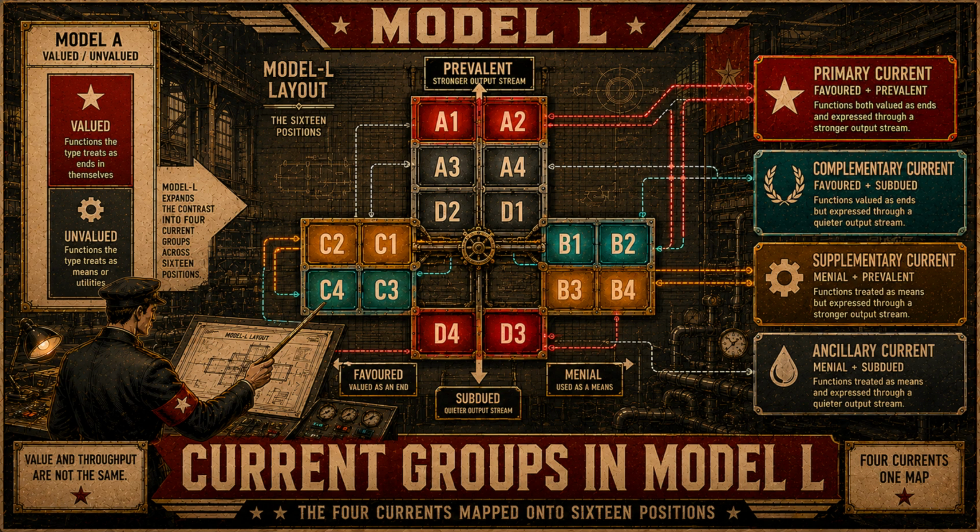Notice that these groups are not simply one arm of the cross or one neat row of the diagram. They are distributed patterns across the whole Model L structure. That matters because Model L is not just adding more boxes to Model A. It is showing how different functional properties intersect. A position is not only strong or weak, overt or tacit, valued or unvalued. It sits at the crossing point of several structural dimensions. So the current groups tell us one specific thing about a function, whether the type favours it as a direction of value and whether it carries a stronger or quieter output stream. That is the layer we are isolating here.